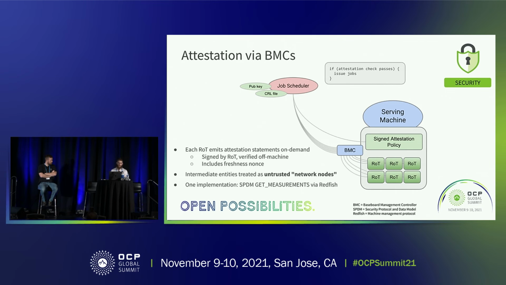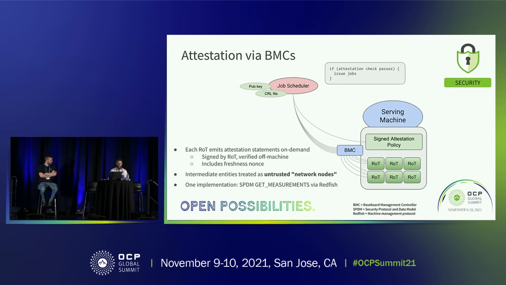Now, our specific implementation of doing this chooses to use BMCs on the machine to route those requests to the various roots of trust and then back to the job scheduler. And one way to do this is for the BMCs to get the root of trust measurements using SPDM's GET_MEASUREMENT command, and forward the results back to the job scheduler over Redfish, which is the machine management protocol used to interact with BMCs.